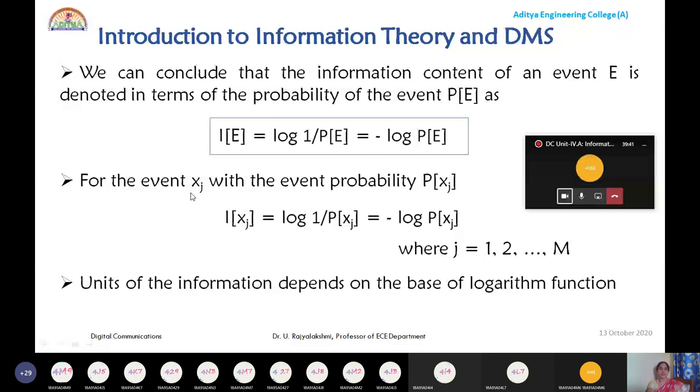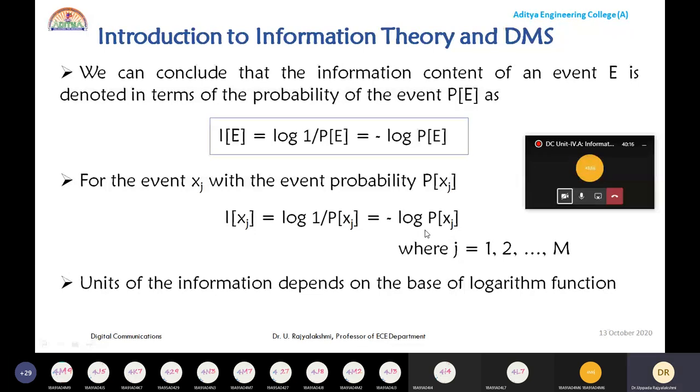For the event XJ, where J has M number of outcomes, 1 to M, with the event probability P of XJ, I of XJ is equal to log 1 by P of XJ, which is equal to minus log P of XJ. Now, here you may get a doubt. What are the units of information? Every time we'll discuss that the units of information are bits.